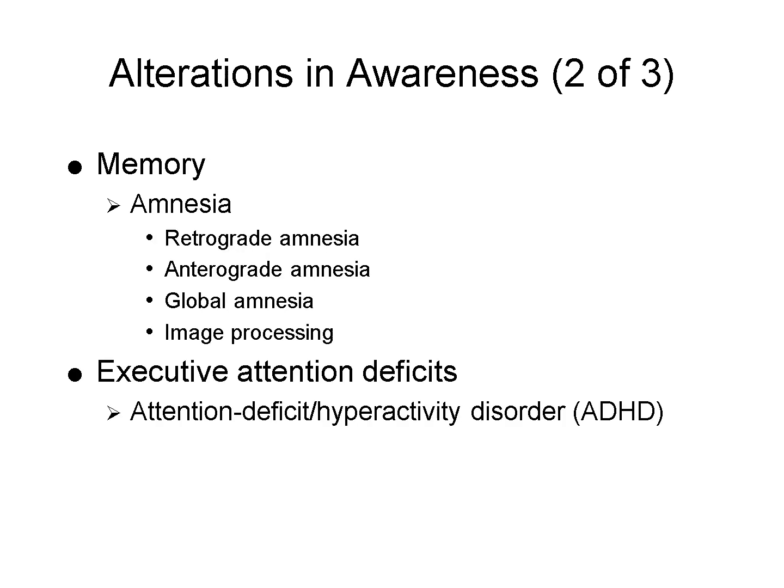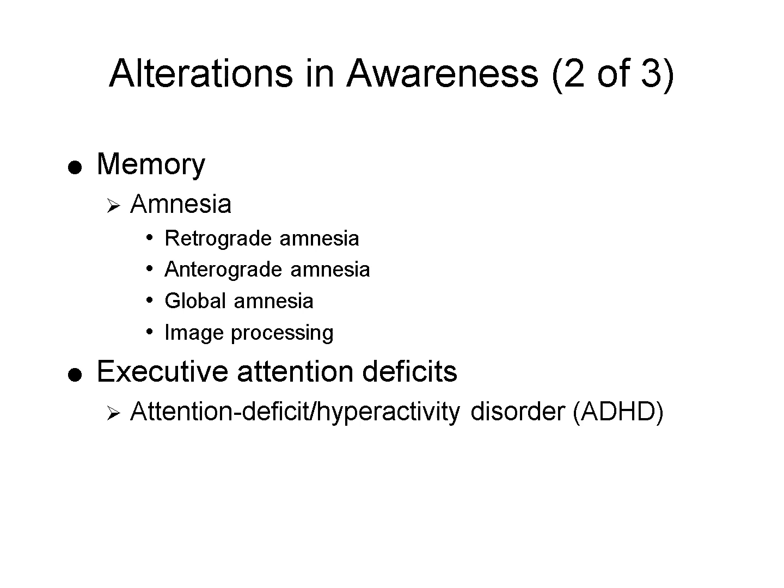Memory is a core cognitive function often affected in neurologic disorders. Types of amnesia include retrograde amnesia, where past memories are lost, and anterograde amnesia, where the ability to form new memories is impaired. Global amnesia combines both.